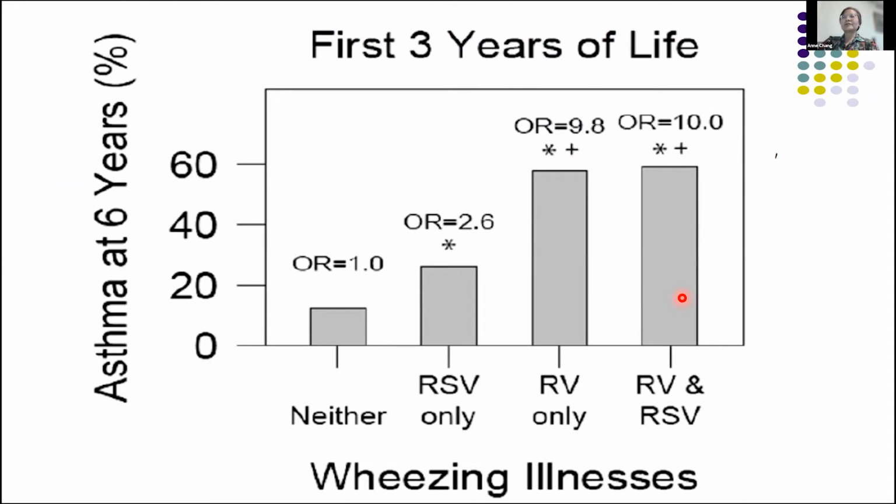which people reported that it was associated with asthma. You can see a clear-cut odds ratio there when you've got RSV plus rhinovirus.